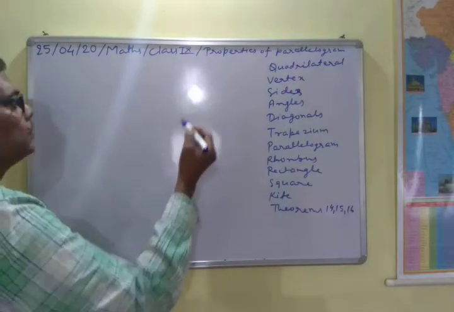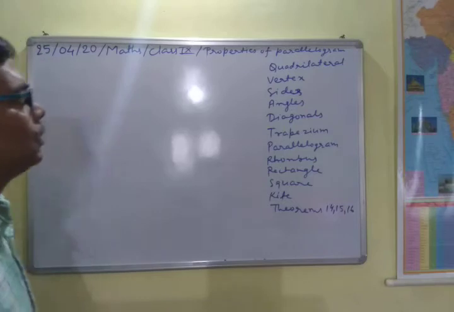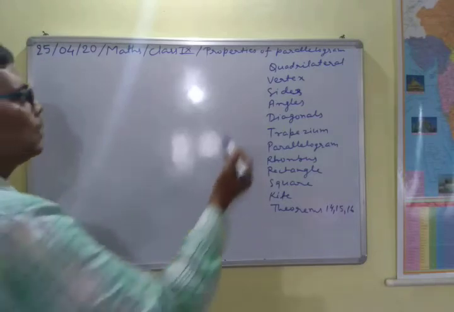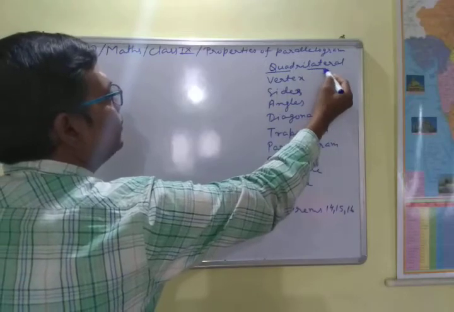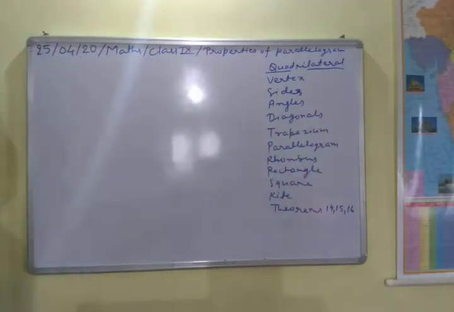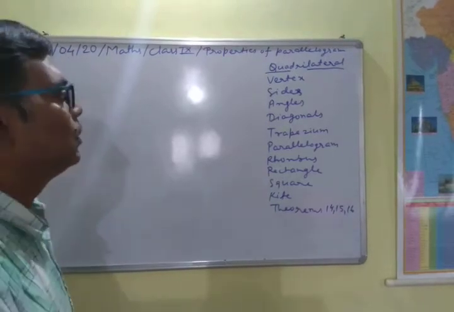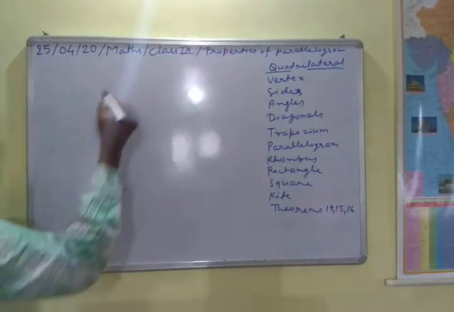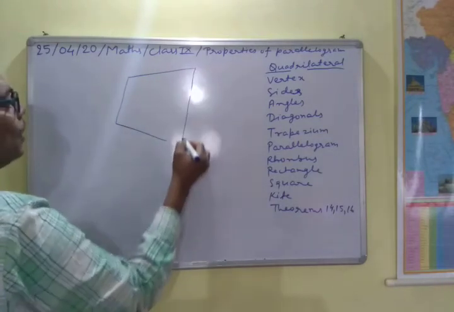Quadrilateral means a plane figure having four sides. Then they are called quadrilateral. Here the word quad means four, and lateral means the sides. So any polygon or any plane figure having four sides is called a quadrilateral. Like this is a quadrilateral.